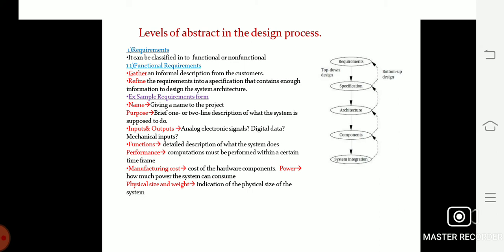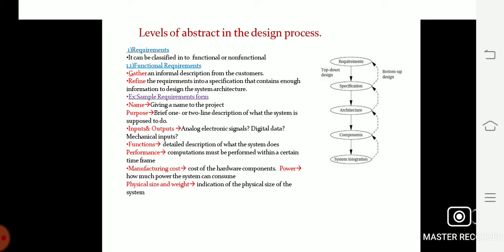This is a flow chart of the levels of abstraction in the embedded system design process: requirements, collection of requirements and specifications, and then we design the architecture and the component levels, and finally the system integration output.